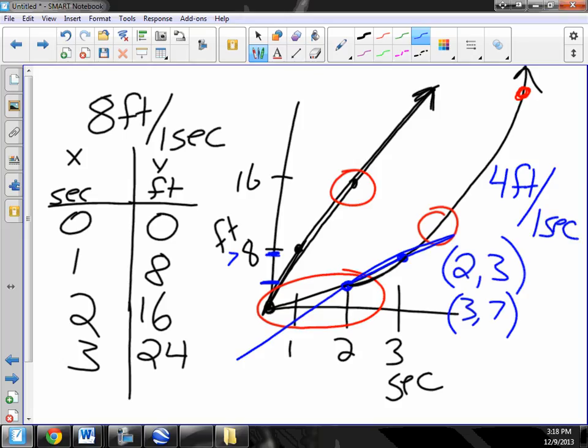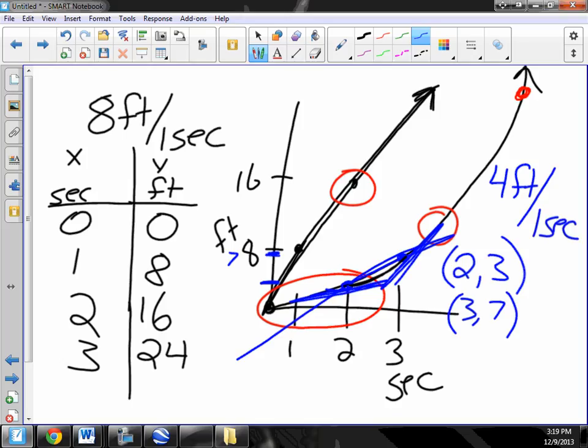Now, when I was at 2 seconds, I was traveling slower than 4 feet per second. You can see that this line is not as steep at 2. And then when you get up to 3, the graph is a little bit steeper. But this 4 feet per second is the average rate of change between 2 and 3. So it took me 1 second to go from 2 to 3, and in that time I traveled from 3 feet to 7 feet, so I gained 4 feet. So the slope of that line between the 2 points is just the average rate of change. So between 2 seconds and 3 seconds, I averaged 4 feet per second.